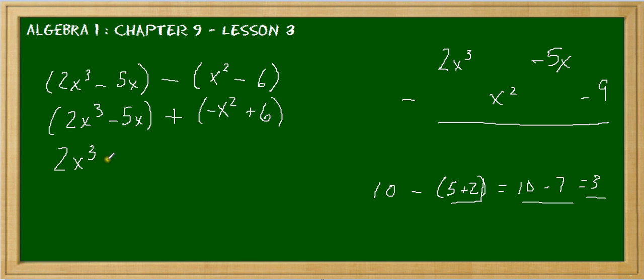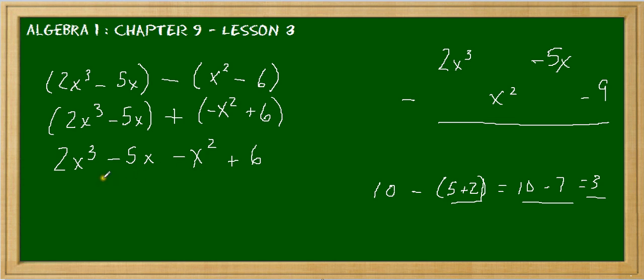So we have 2x cubed minus 5x, and we just pull out the parentheses here, plus, I'm sorry, it's not positive, plus, and I'll write it like this, negative x squared plus 6, right? Now we know that plus negative x squared is going to become minus x squared. All right, so that's what we would do here. So let me just turn that around. Just put minus x squared plus 6. Okay, we just stripped it out.